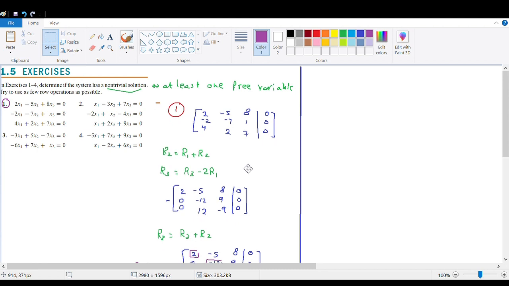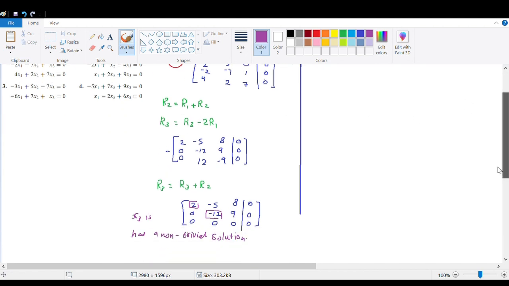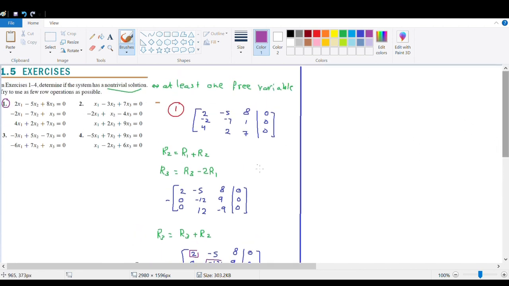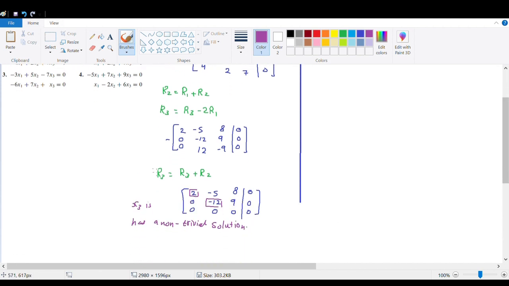So after doing row operation, this is the basic matrix, or the first matrix. Then we do row operation. We get the final one, which is this one: 2, -5, 8, 0; 0, -12, 9, 0; and then 0, 0, 0.